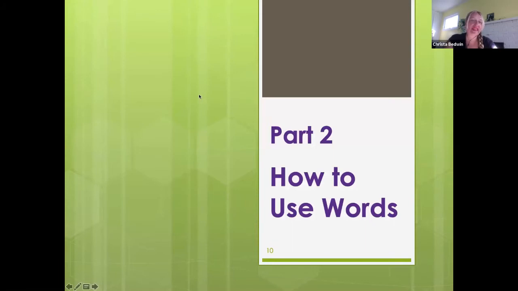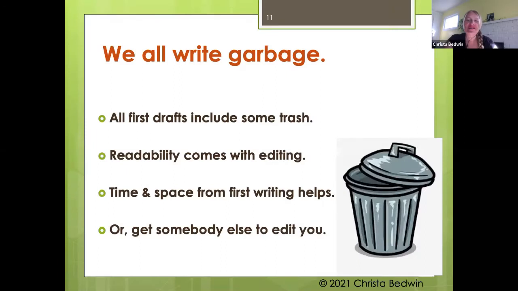So part two is how to use words. It's a big topic. The first thing about how to use words is to understand that our ego does not have to be involved, and we all are going to write something at the beginning that we could improve. That is why we take the editorial step, right? We begin with garbage, then we take some time. If you can wait and sleep on it, or if you can get somebody else to edit, then you're going to be improving the writing.